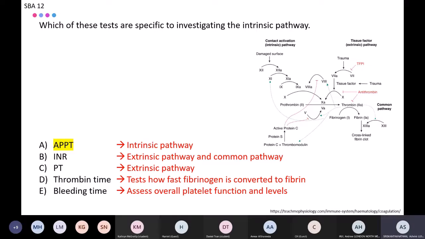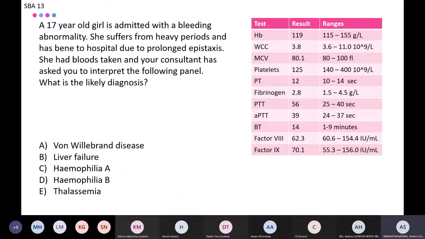I'm not going to repeat this, but I've also put the clotting cascade here for you to have a look at for reference. So your next question. You've got a 17-year-old girl who's admitted with a bleeding abnormality. She suffers from heavy periods and has been to hospital due to prolonged epistaxis. She has blood taken, and your consultant has asked you to interpret the following panel. What's the likely diagnosis? I'll give you a bit of time to look through the bloods.